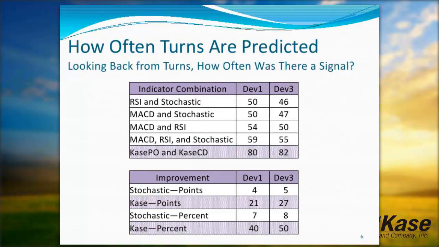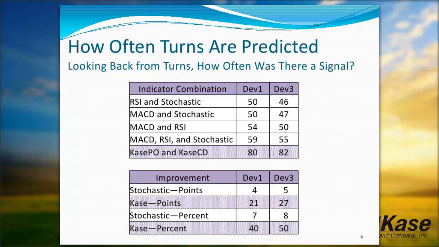Whereas here, we're really looking and saying, okay, when there's a stop that gets hit, when there was a statistically significant turn, how often do we catch it? Well, the traditional indicators, combinations of them, only caught about 50% of the turns. So you're missing half the turns, half the major turns. Whereas the Kase KCP and the KCD still catch upwards of 80% of the turns. So a very, very big and significant difference between the traditional momentum indicators and the Kase momentum indicators.